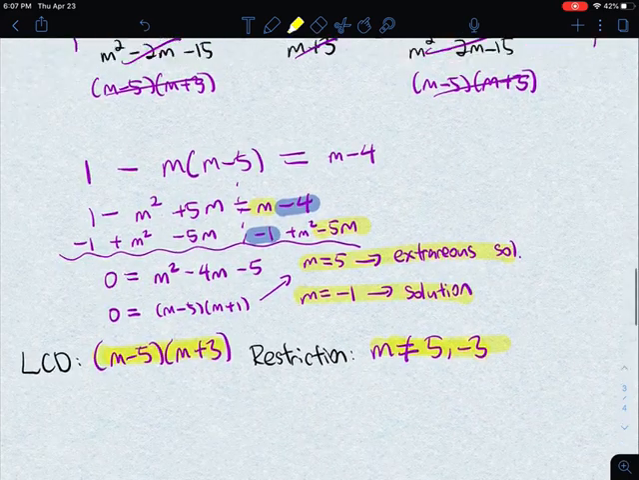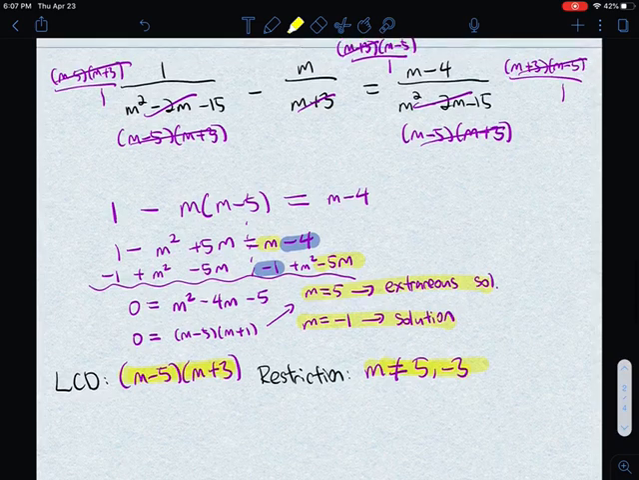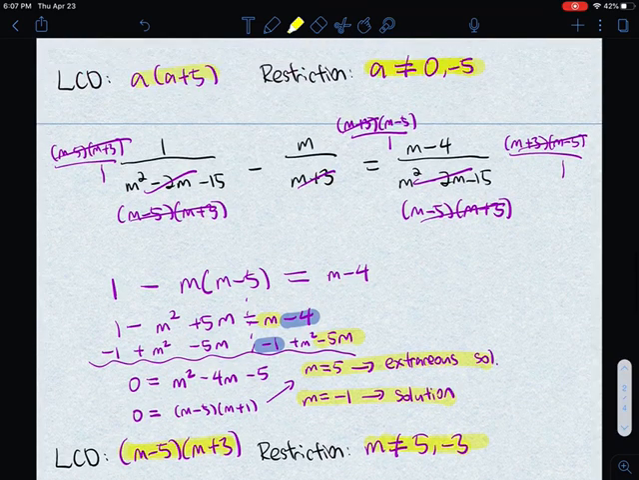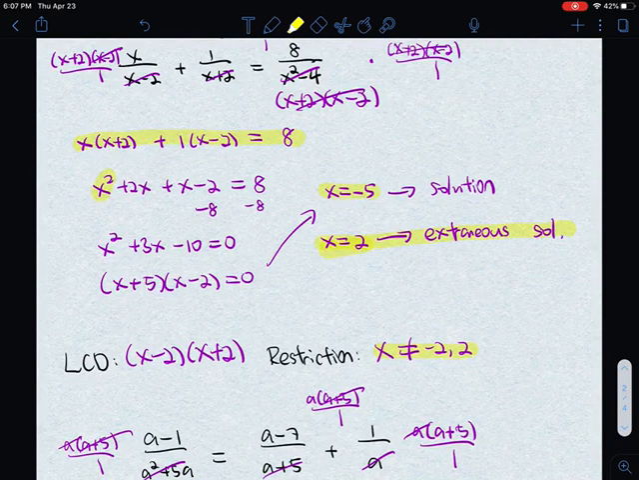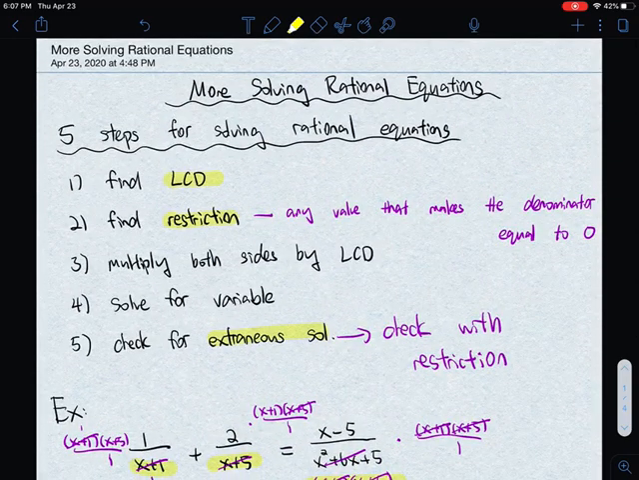Okay, so that's pretty much it in terms of solving rational equations. These are probably going to be as hard as we're going to go. But as always, it does look like there are a lot of steps, but it's always the same. LCD, restriction, multiply by the LCD, solve for your variable, and then check for extraneous values.